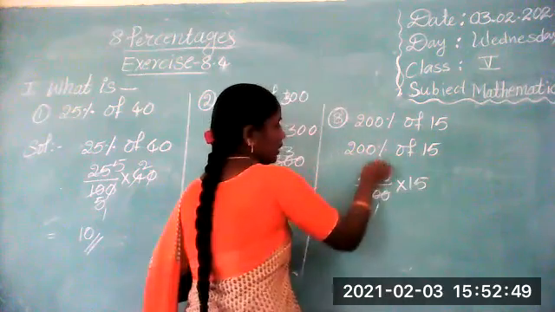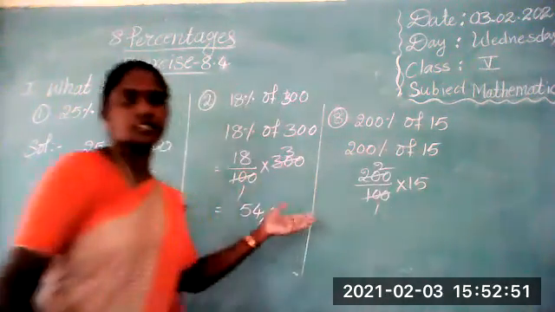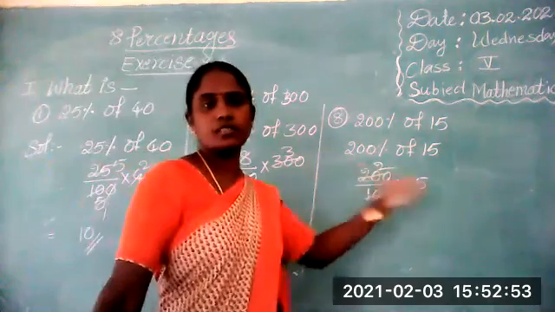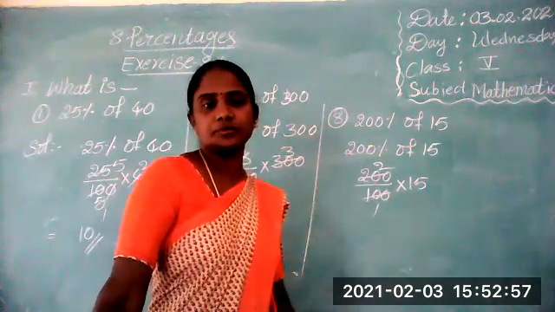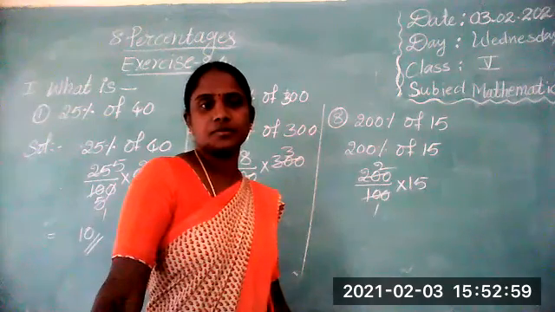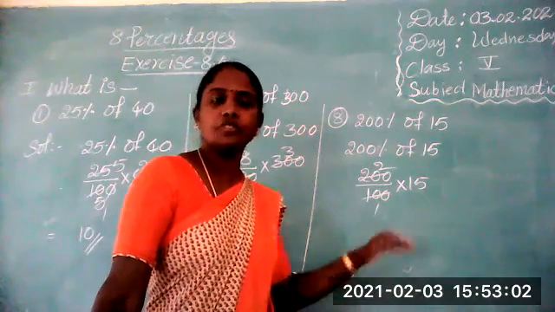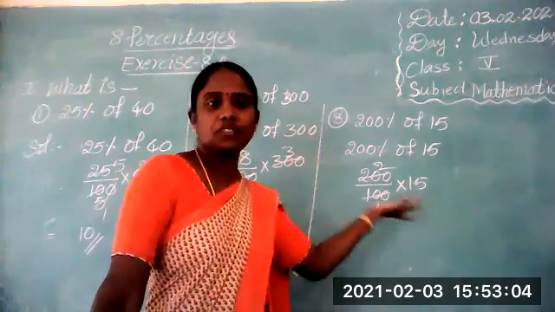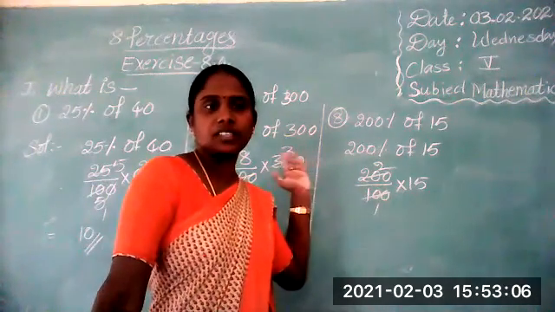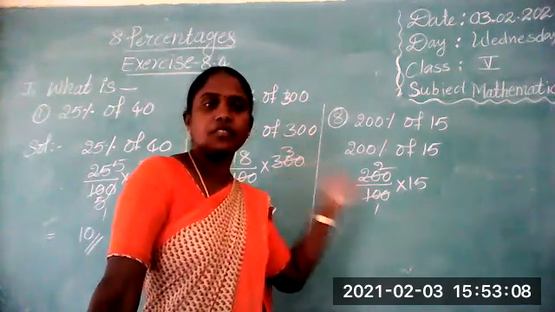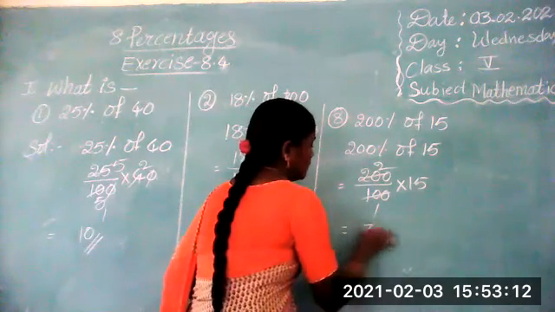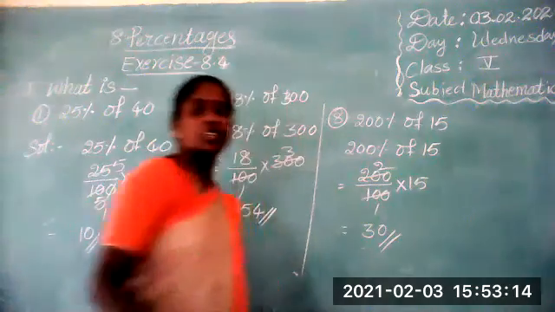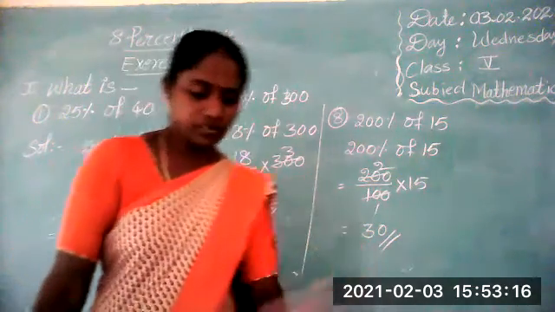200 by 100 into 50. 100 ones are 100, 100 twos are... Your simplification. Next, 15 twos are... 2 15s also you can say. Ajay, forget about that, 15 twos are 30. The answer is 30. Okay. Did you understand this bit also?